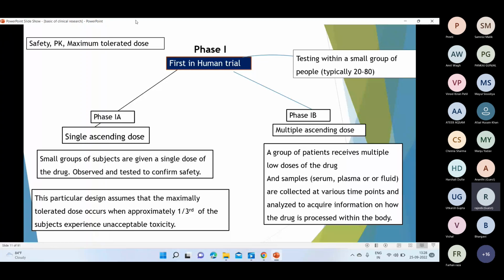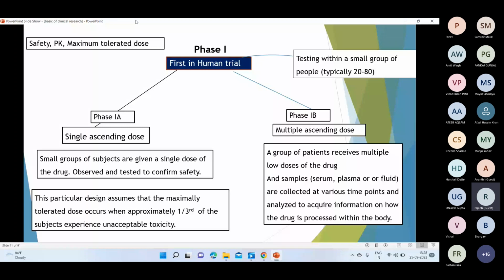For ill patients, the problem is their kidney function may not be normal, their liver function may not be normal, they have some cardiac issue, they may have some comorbidities, right? It will interfere with our results. So it's better to establish the safety, PK and maximum tolerated dose in healthy volunteers. But there are some exceptions as well.